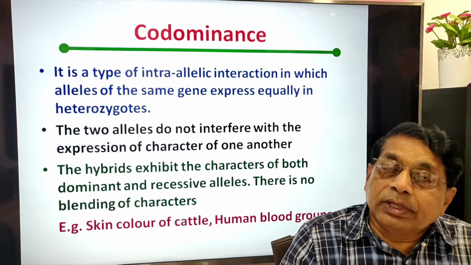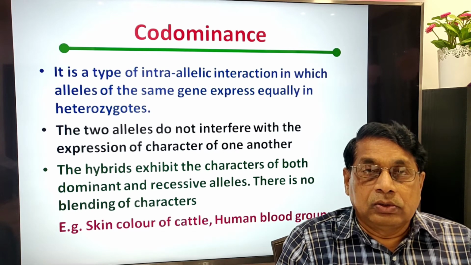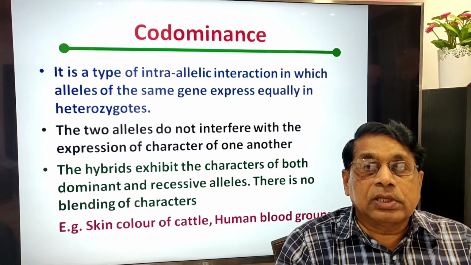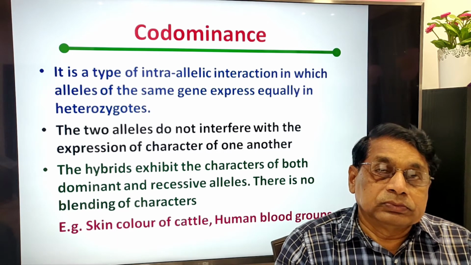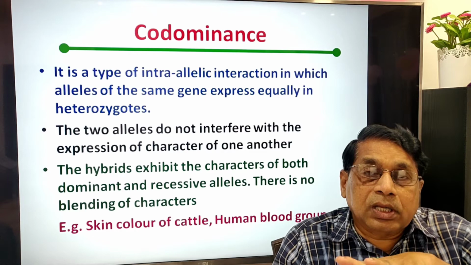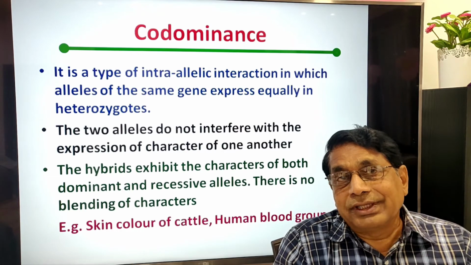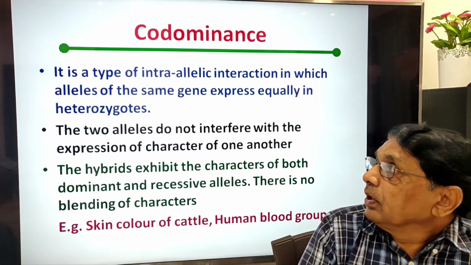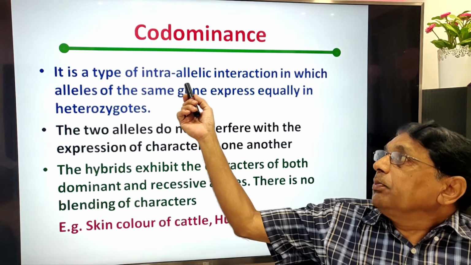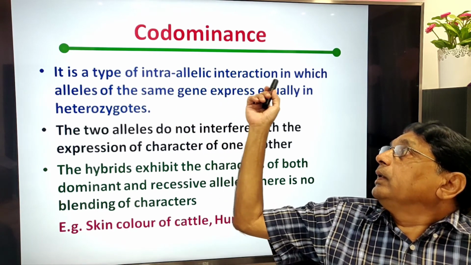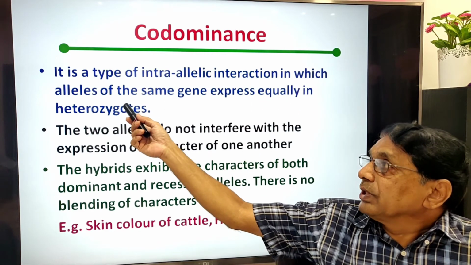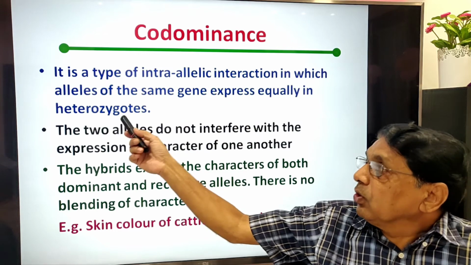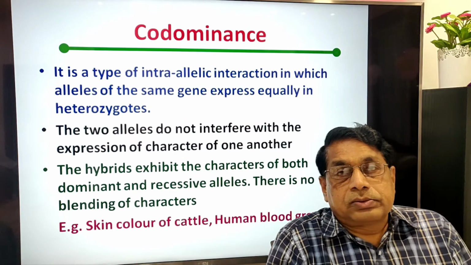Then codominance. While conducting experiments with some other plants, some other animals, they observed a third type of dominance, that is called codominance. It is a type of intra-allelic interaction in which alleles of the same gene express equally in heterozygotes.